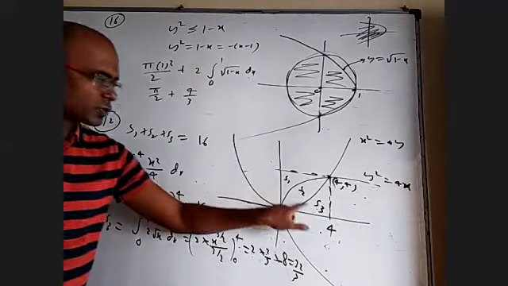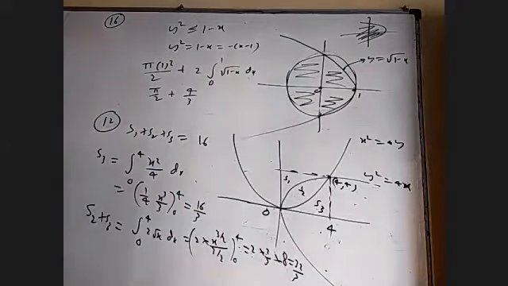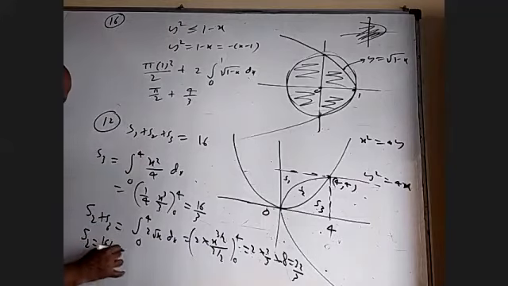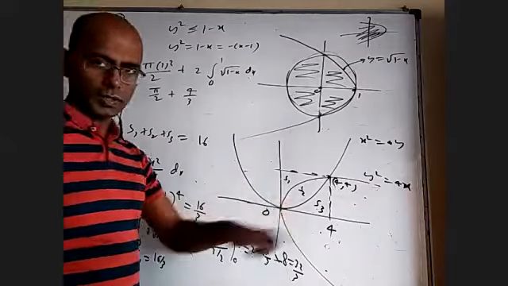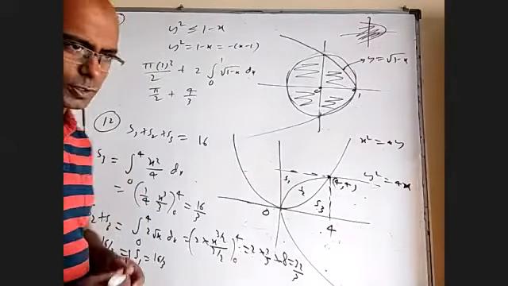So this plus this together is 32 by 3, and only S3 is 16 by 3. So only S2 also will be 16 by 3. Then if you remove, you'll get S1 also 16 by 3. So there are three equal parts area-wise.